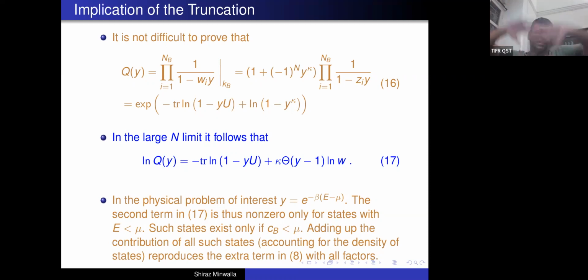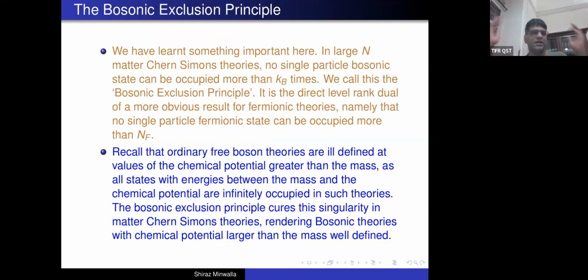So your ensemble is dominated by infinite occupation of these states, and therefore is ill-defined. Okay, this is the well-known Bose runaway, sort of Bose condensation instability, for chemical potentials larger than the mass in a free boson theory.